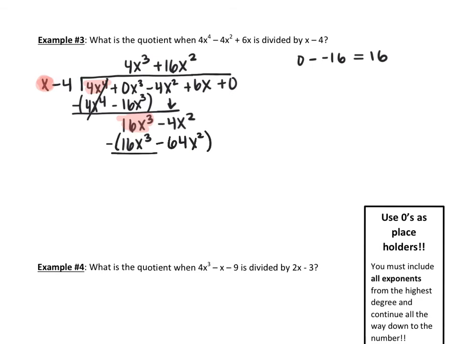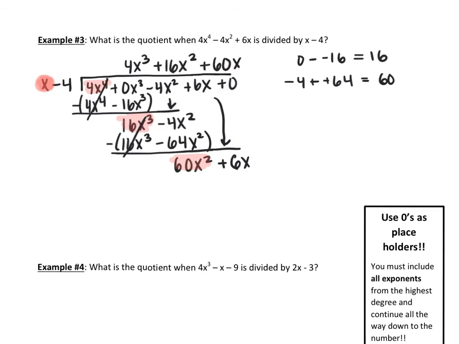And I subtract. These cancel, and I'm left with negative 4 minus a negative 64. So negative 4 minus negative 64. You could type that in, let the calculator do the work, or just say, okay, 64 minus 4 is 60. So we have 60x squared. We bring down the next term, which is 6x, and we repeat the process. So how many times does x go into 60x squared? Well, we need to multiply this by 60x.